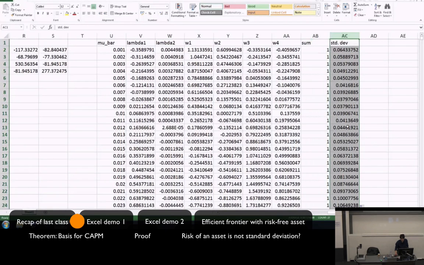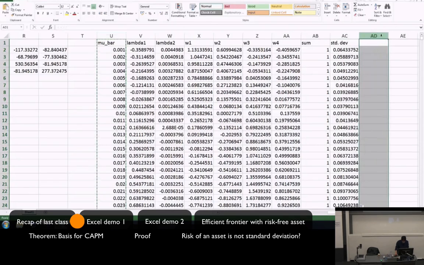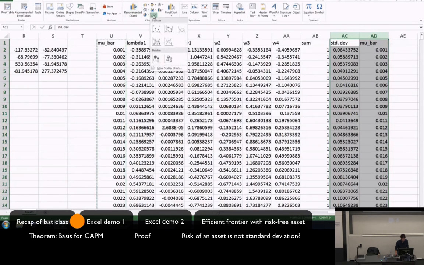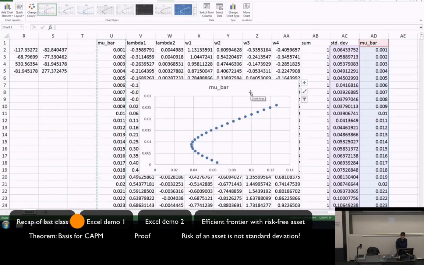Okay, and these are the risks of these optimal portfolios. The expected returns are the same as the first column. So I copy and paste this first column here next to the standard deviations, and I can plot these two columns. So insert, scatter plot. Okay, so this is standard deviations and expected returns using our analytical solution. Okay? Good. Let's move on to the next topic.